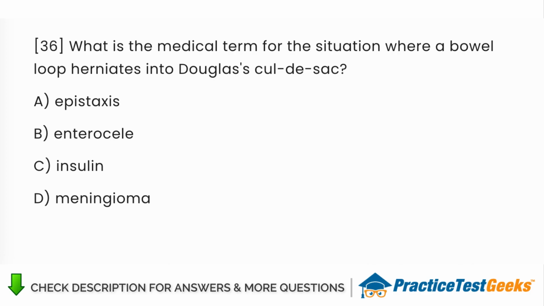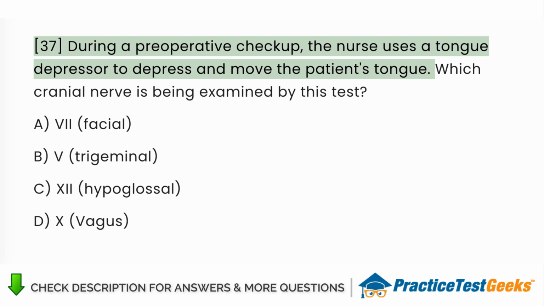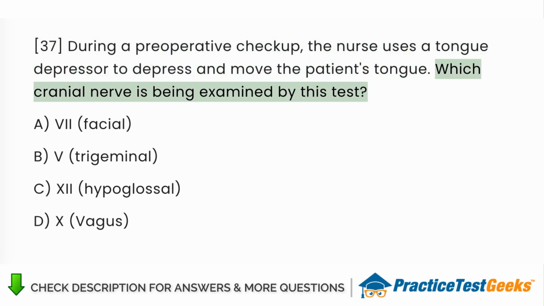During a preoperative checkup, the nurse uses a tongue depressor to depress and move the patient's tongue. Which cranial nerve is being examined by this test? A. 7. B. V. C. 12. D. X.